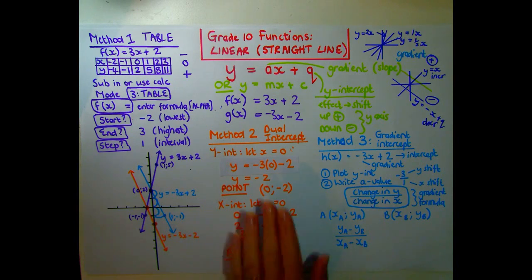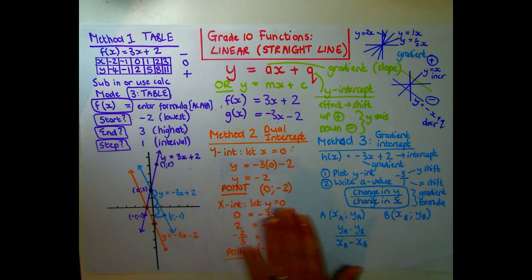Your other method is to use the dual intercept method, where you let x equal 0 to get your y-intercept, or you can just read it off the graph, it's the q value. You then let y equal 0 to get your x-intercept. When you get that, you plot it. Please write them down as points before you plot them, and in that way you won't confuse it with finding the point of intersection of two graphs.